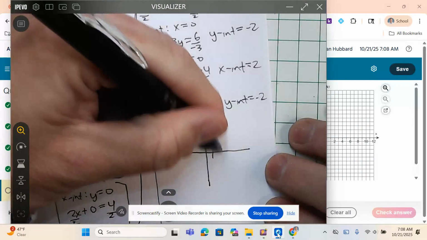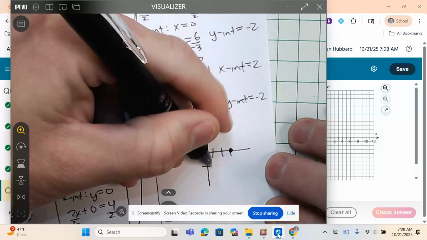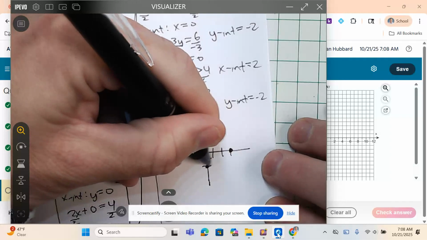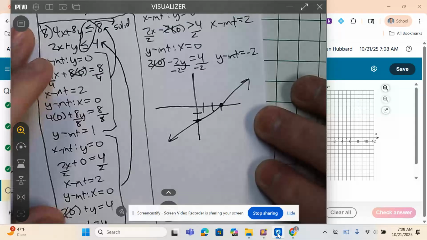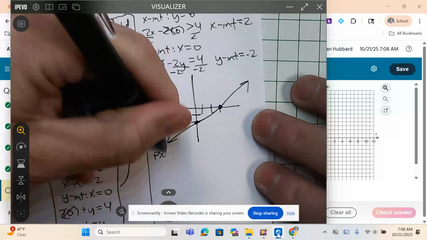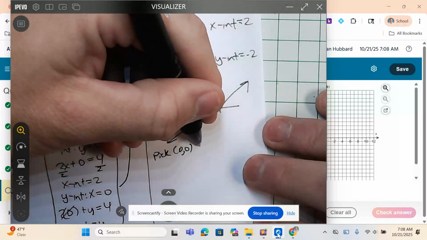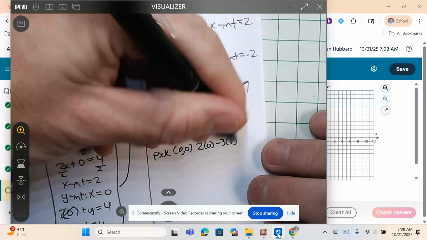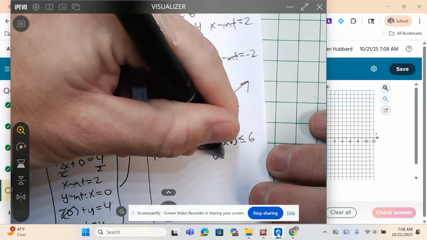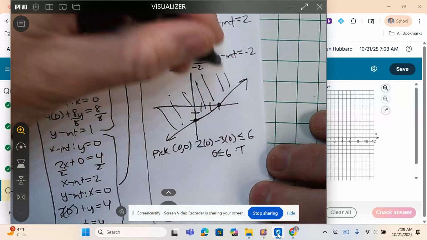So the x-intercept is 3. The y-intercept's negative 2. And this first one's solid. Okay, let's pick a point here. So I'm going to pick 0, 0. So 2 times 0 minus 3 times 0, is that less than or equal to 6? Is 0 less than or equal to 6? That's true. So I shade towards 0, 0.